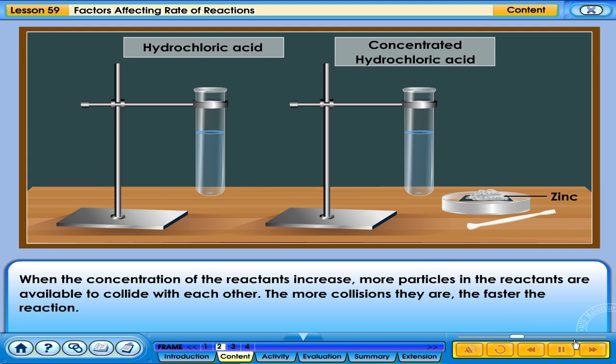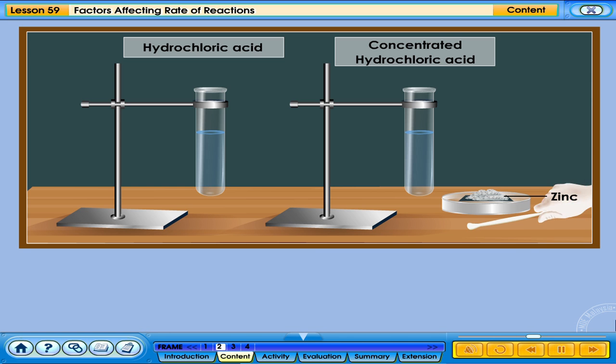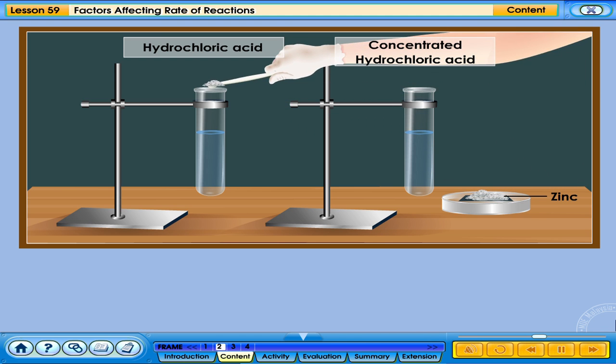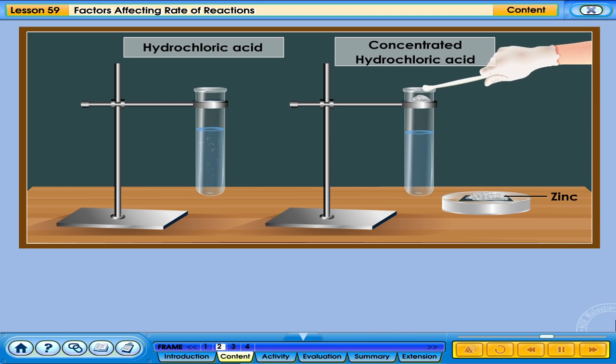When the concentration of the reactants increases, more particles in the reactants are available to collide with each other. The more collisions there are, the faster the reaction. Compare the reaction of zinc and hydrochloric acid as shown above. The acid in the test tube on the right side is twice as concentrated as the acid in the test tube on the left side.